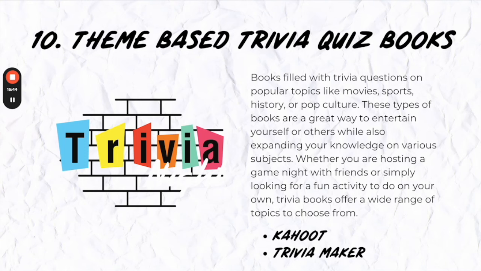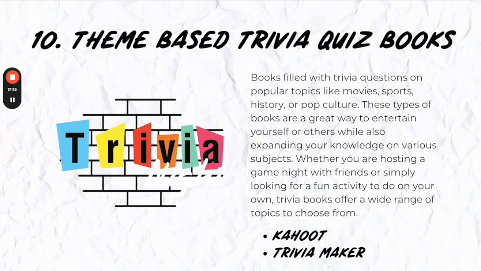Creating a theme-based trivia quiz book can be both fun and rewarding. You get to dive deep into a topic, curating interesting and challenging questions. For a movie trivia book, you could include questions ranging from classic films to the latest blockbusters, covering everything from directors and actors to memorable lines and award winners. And for music trivia, you could think about spanning genres and eras, testing readers on everything from classical compositions to modern pop hits.